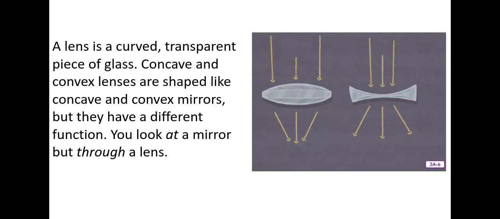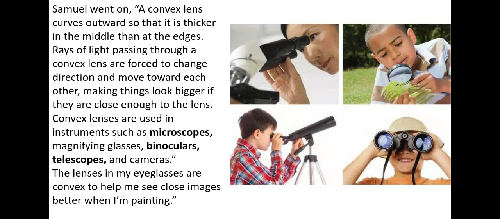A lens is a curved, transparent piece of glass. Concave and convex lenses are shaped like concave and convex mirrors, but they have a different function. You look at a mirror, but you look through a lens. Here are some pictures of some lenses and how the rays go through. Samuel went on. A convex lens curves outward so that it is thicker in the middle than at the edges. Rays of light passing through a convex lens are forced to change direction and move towards each other, making things look bigger if they are close enough to the lens.